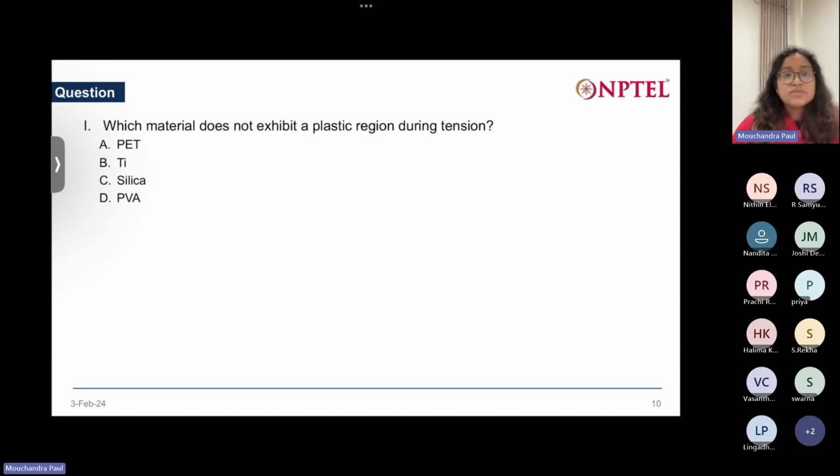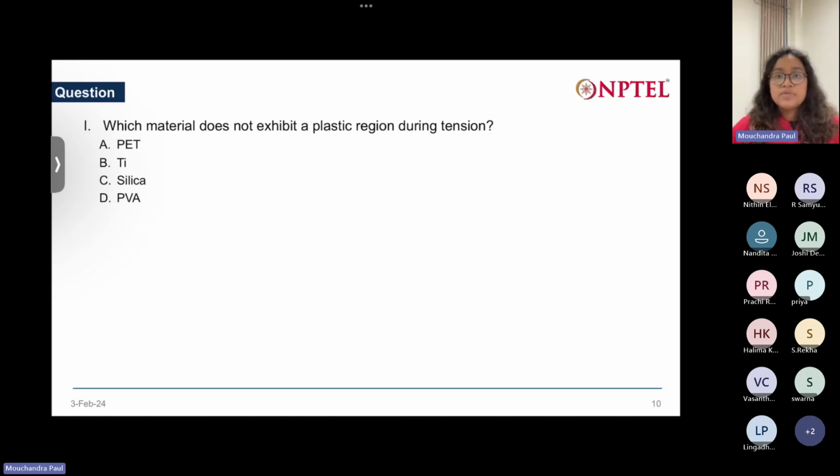So this is a question for you. Here you are given some types of materials like PET, titanium, silica, and PVA. And you have to tell me which of these materials does not exhibit a plastic region under tension. Anyone?